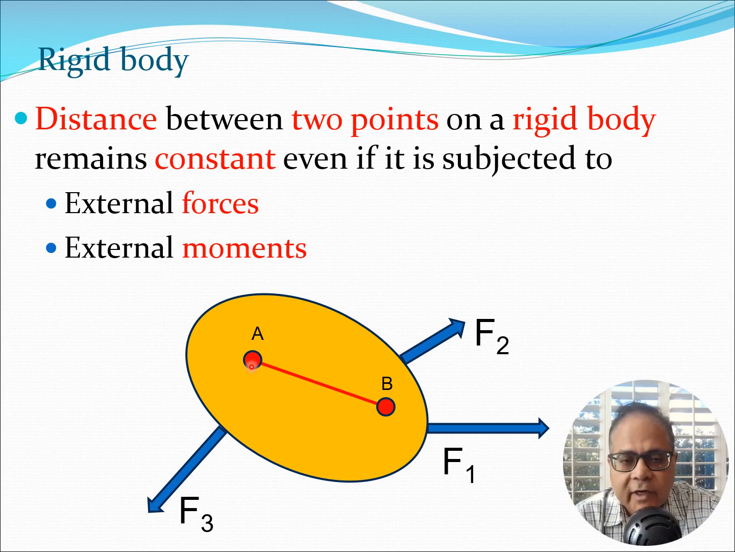So for example, if I take 2 points A and B, which I have connected here by the red line, the distance between A and B is going to remain constant even if I apply these various forces to the body. So this is something which is very different from the deformable type of bodies which we consider in strength of materials, where you get change in the length and you get things such as strains and so on.